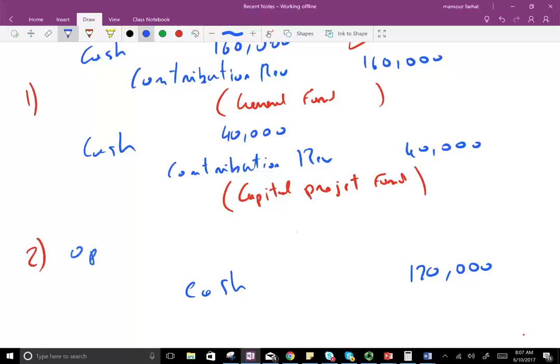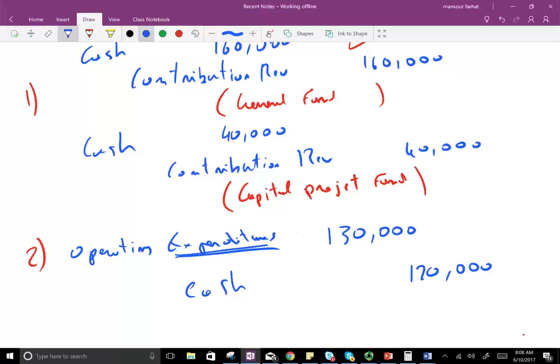Remember, we don't call it expenses. We're going to call it operating expenditure. Remember, since we're using fund accounting, we use operating expenditure. How much are we going to debit operating expenditure? $130,000. Now you might be asking, why $130,000 and not only $120,000, because we only paid $120,000? Because remember, in the prior session we only recorded cash.